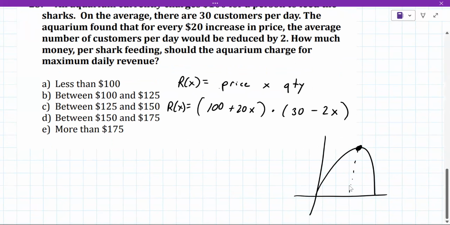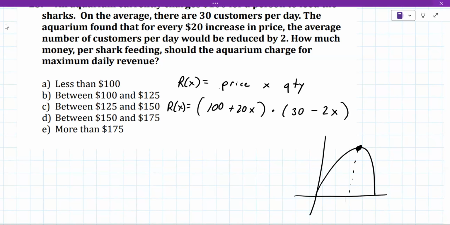You have to be careful here that what they're asking for, they want the price. That's what they're asking for. X is not the price. X, when multiplied by 20, gives you the price when added to 100. The price is all of this right here. So you got to be careful with that. The other option is to FOIL this and then find the vertex using formulas.